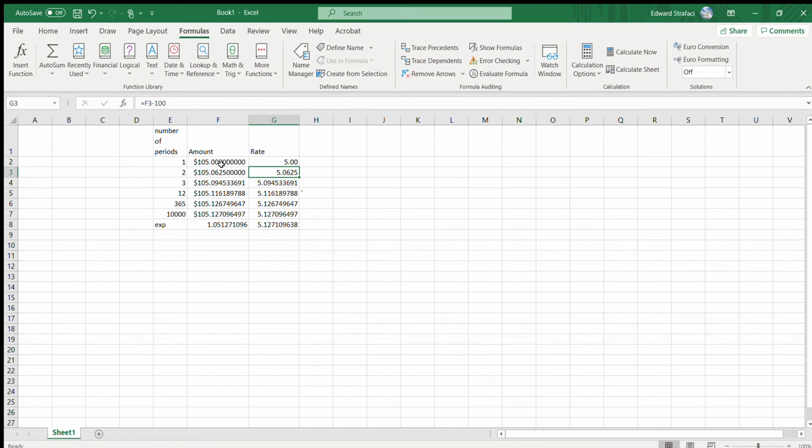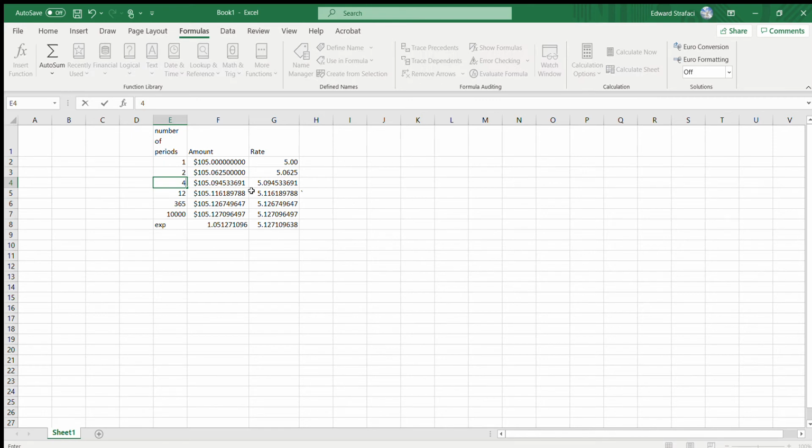after you paid the first period, you're going to get half of the 5%, and then you're going to pay interest on the original 100 plus that little bit of extra interest, and that's going to come out to 5.0625%. Now here, we're going to look at 4 periods.